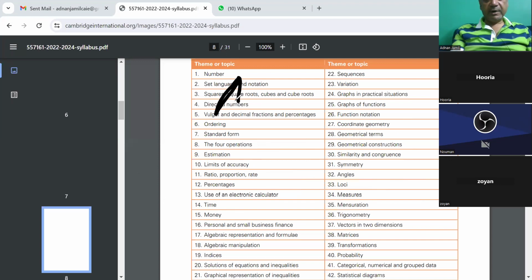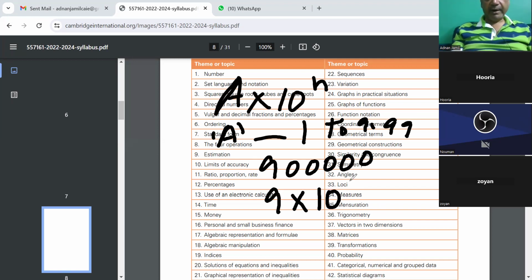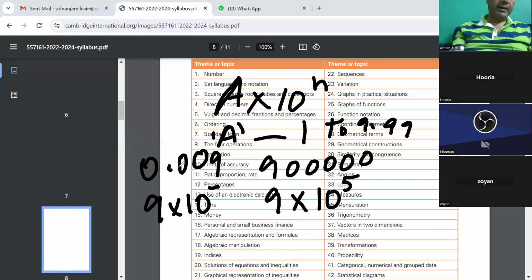Next is standard form. Standard form is a into 10 raised to the power n, where a is between 1 to 9.99. Very simply, if the number is written like this, then how to write it in standard form? 1, 2, 3, 4, 5, so 10 to the power 5. If the same thing is written in a decimal, for example 0.009, now you will be writing 9 into 10 raised to the power minus 1, 2, 3, decimal places you have moved. So 9 into 10 raised to the power minus 3.